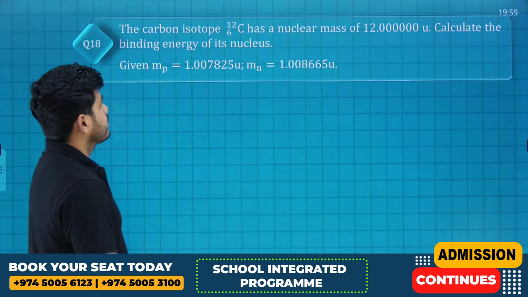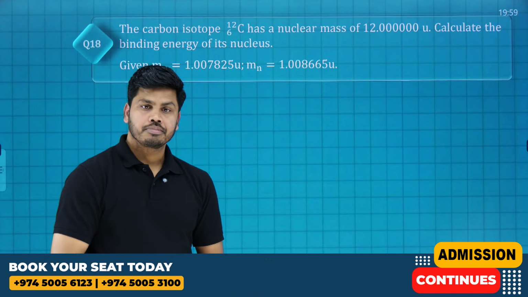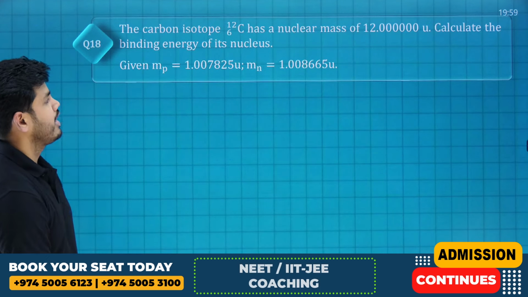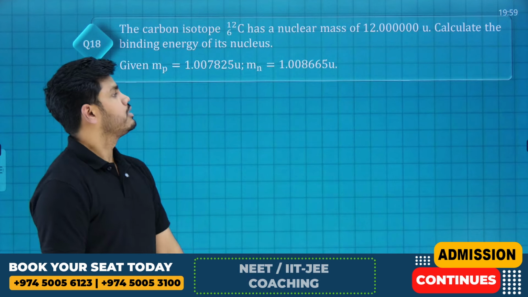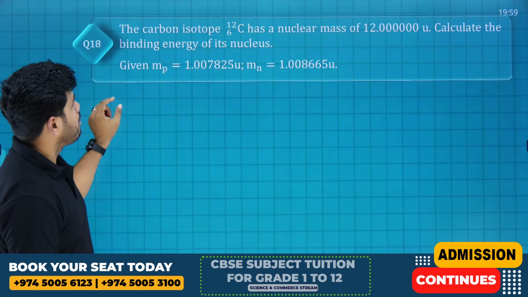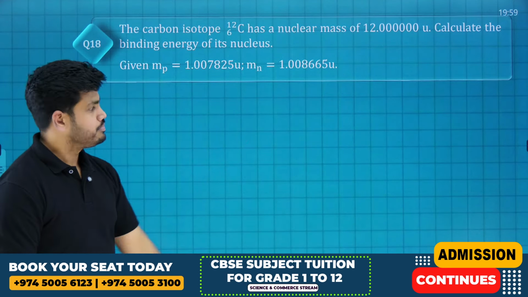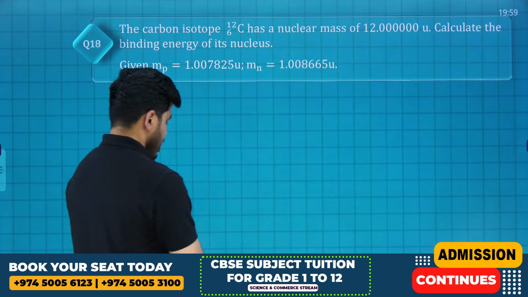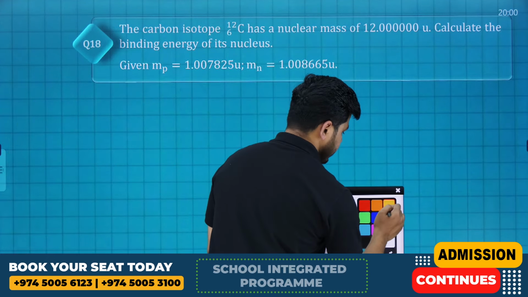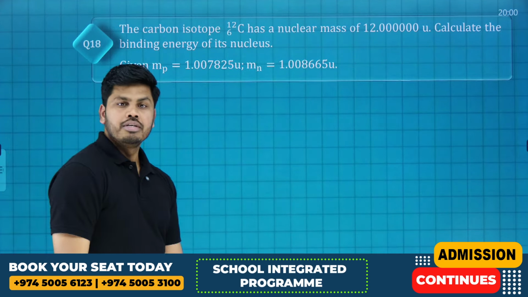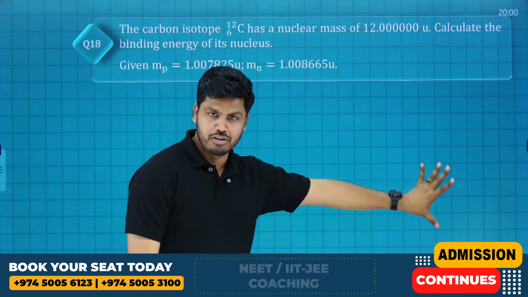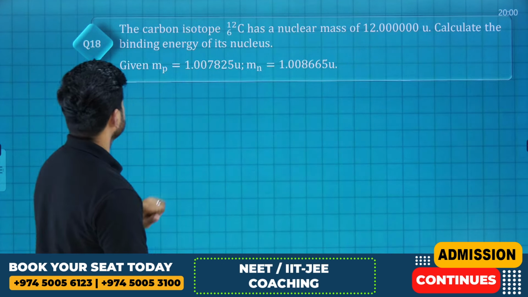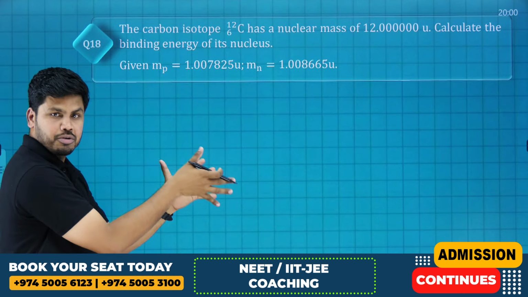Now, the carbon isotope C-12 has a nuclear mass of 12 atomic mass unit. Calculate the binding energy of its nucleus. How will you calculate the binding energy of a nucleus? In the MCQ discussion video, we have explained how to calculate binding energy in detail. Now, this is the first time we get a binding energy question in the 2-mark and 3-mark session.